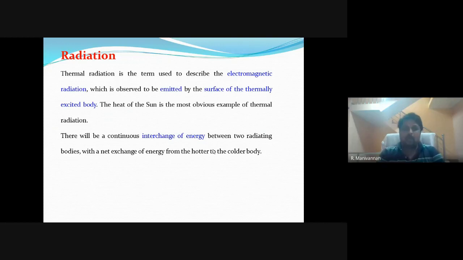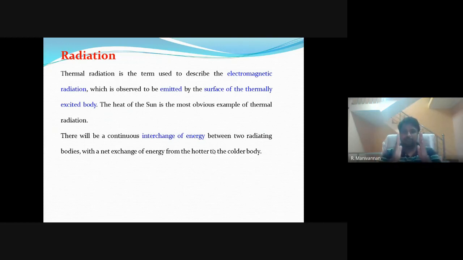This is the only mode of heat transfer which can transfer even without any medium. There is no requirement of a medium for this particular type of heat transfer. Even in a vacuum, this mode of heat transfer is possible. The example for this case is the sun's energy. There will be a continuous interchange of energy between two radiating bodies with a net exchange of energy from the hotter to the colder body.